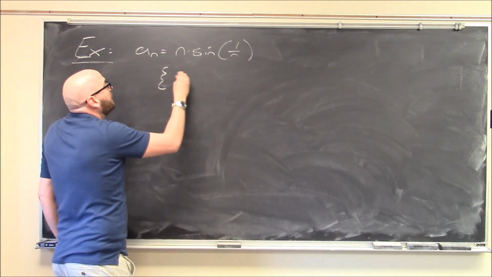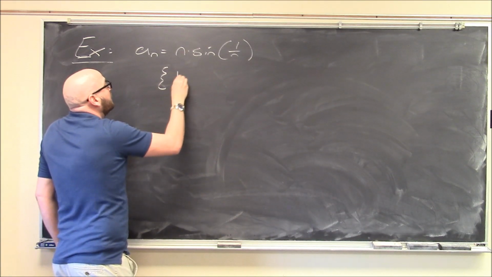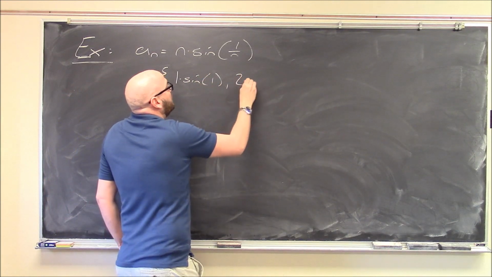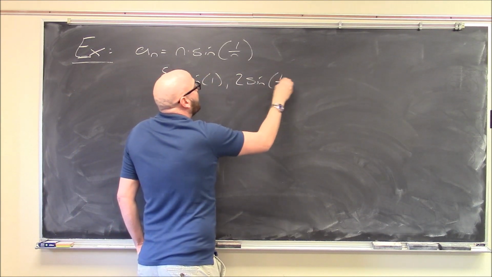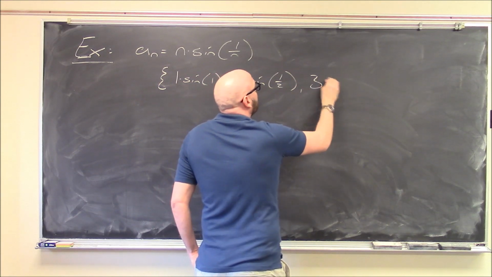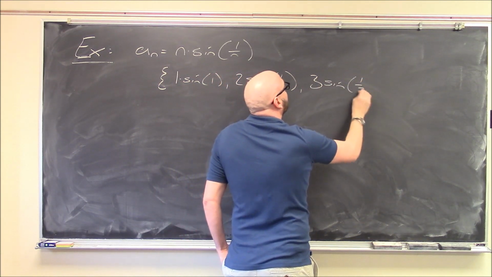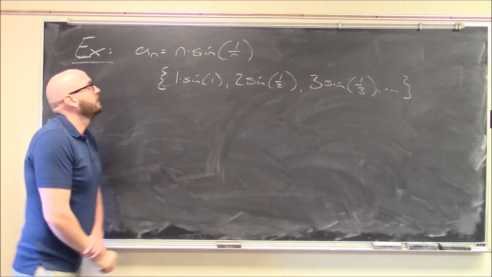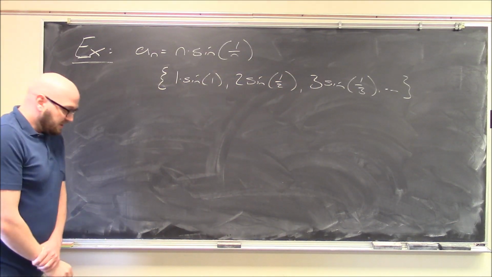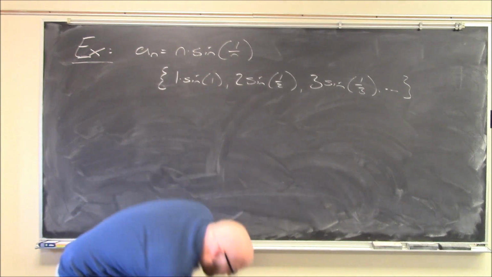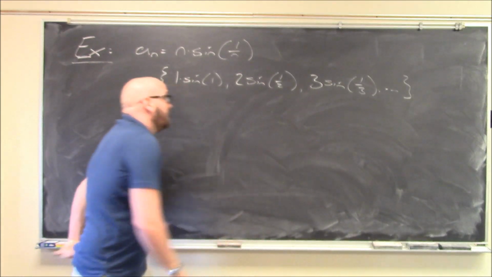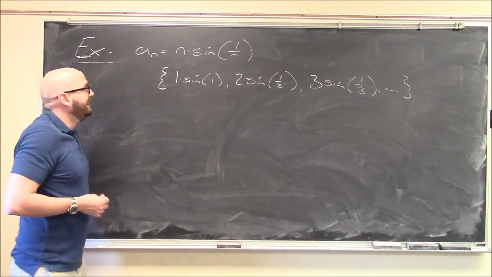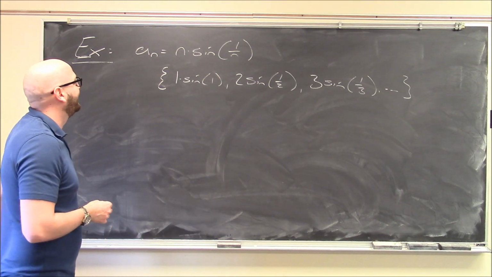If n is 1, we'd have 1 times sine of 1. Second term would be 2 times sine of 1/2. Third term would be 3 times sine of 1/3. And so on. And my question is, does this converge? Is this approaching any particular value? And it might not. But it also might.